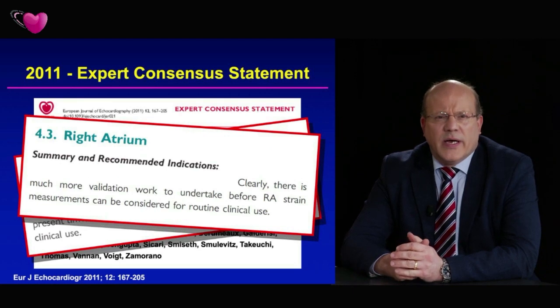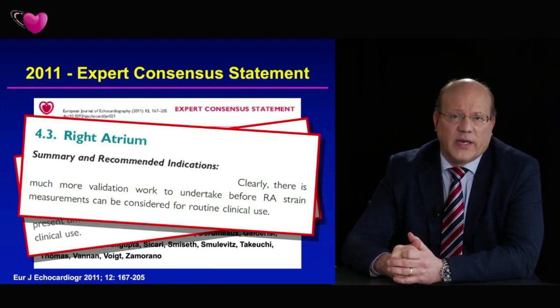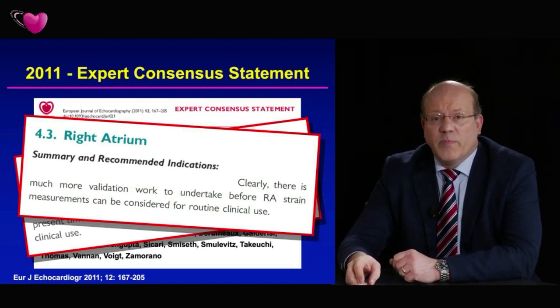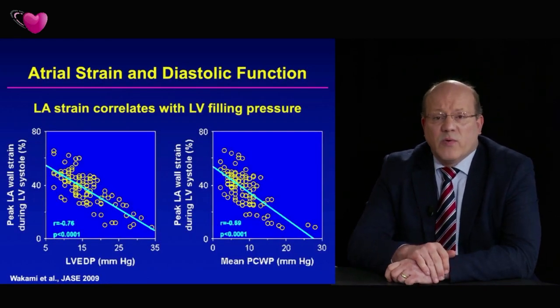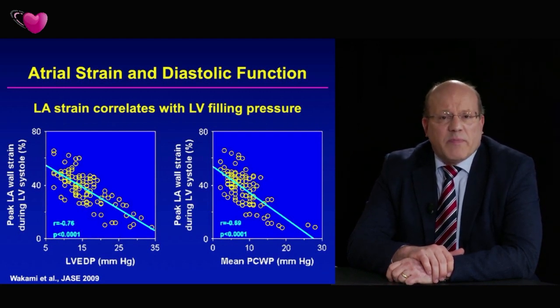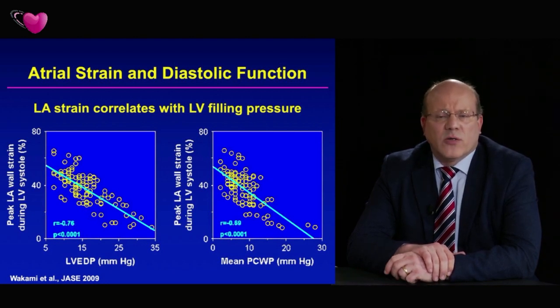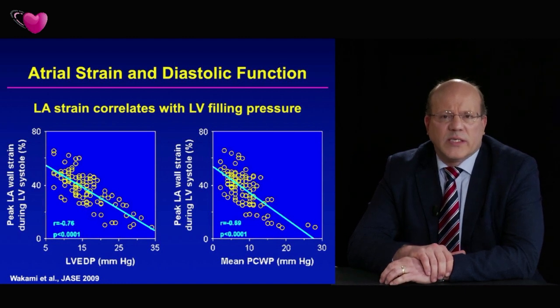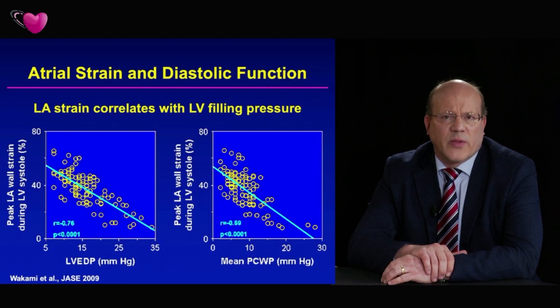Also here, that there is much more validation work to be undertaken before this can be considered a routine clinical parameter. Nevertheless, a lot of people have looked into that because it's a very interesting topic, and I will show you a few studies in the following minutes. A lot of people have looked into the use of left atrial strain in the context of left ventricular diastolic dysfunction, heart failure with preserved ejection fraction, and such things.